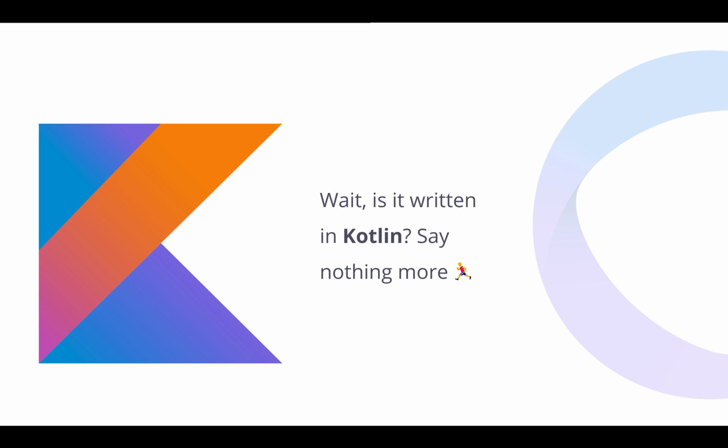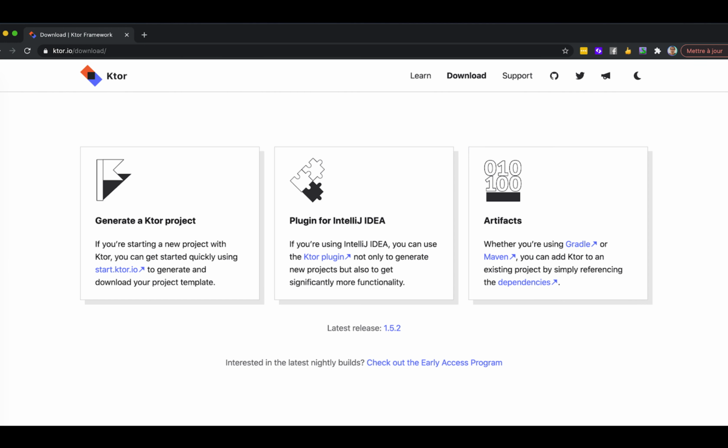Say nothing more. This was my first reaction, because it's a backend framework, the real one, and it's already using Kotlin. It's written in Kotlin. I can write it in Kotlin. It has the same set of extensions, tools, features, which I already use in Kotlin Multiplatform, Android development. So this is great. Let's do it. I go to the download section and I see three options.